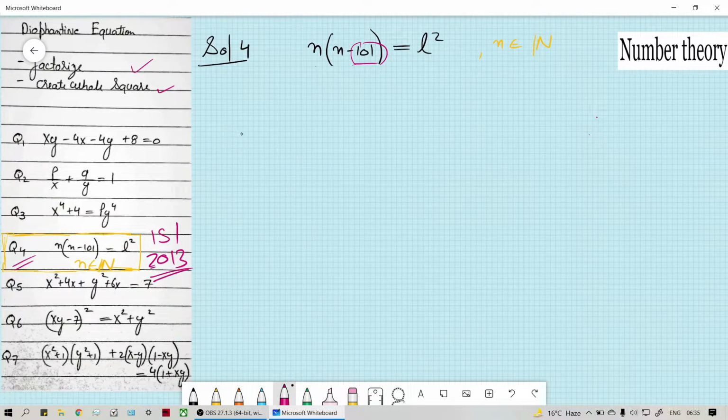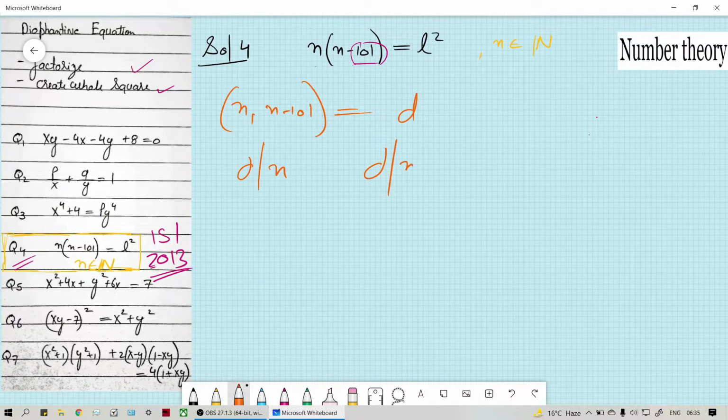First, what should we do first? Let's first find their GCD, and solve this using the method of GCD. How do we find the GCD? Let's say the GCD of these two numbers is d. Since d is their GCD, d will divide n, and d will also divide n minus 101, and then d will divide their difference, so d will divide 101. From here we get d can be 1 or d can be 101, since 101 is a prime number, so it has only these two divisors.